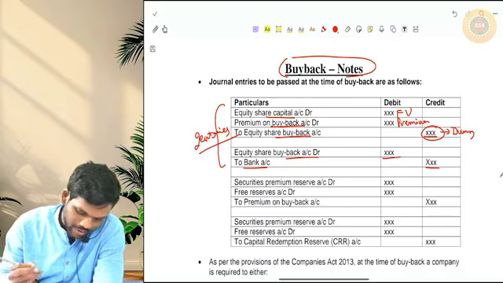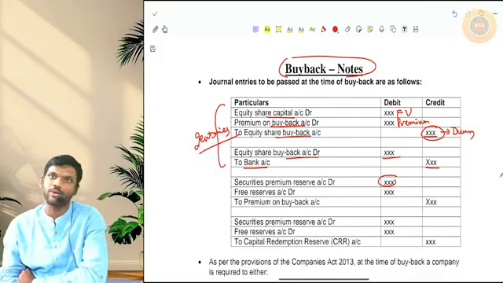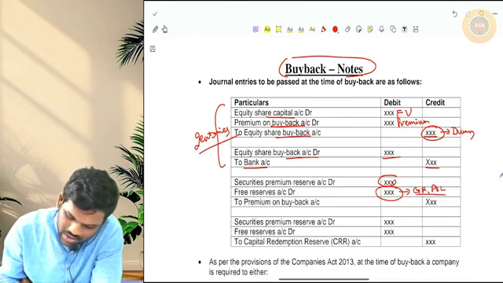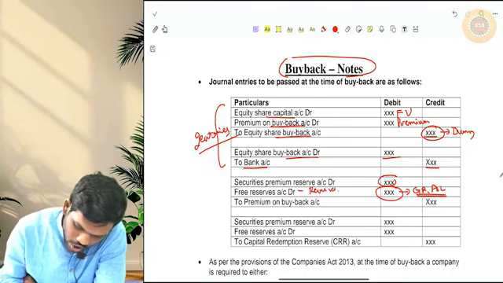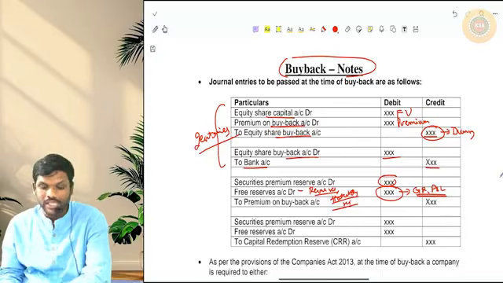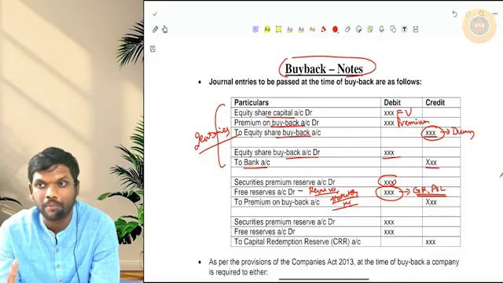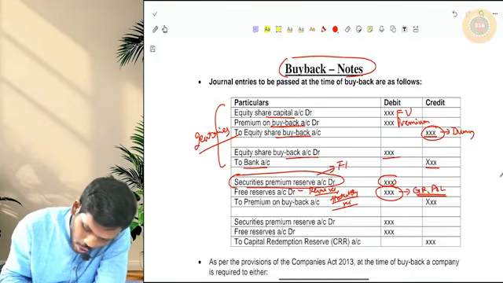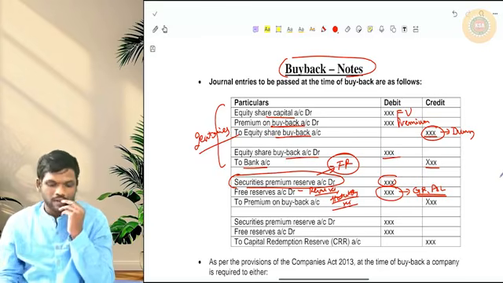Okay. Next, whatever premium on buyback is there, to the extent your securities premium reserve is available, you can adjust it against your securities premium reserve. Anything extra, you can adjust against your free reserves, which is your general reserve, P&L, whatever reserves are available for distribution as dividend. Remember, in free reserves, you will not include revaluation reserve. You will also not include statutory reserve. These two will not be included as a part of free reserves. And one more point, clearly remember, for the purpose of sections relating to buyback under the Companies Act, securities premium reserve is also considered as a free reserve. Open your law book and check. Okay, so for the purpose of buyback, securities premium reserve will be considered as a free reserve.